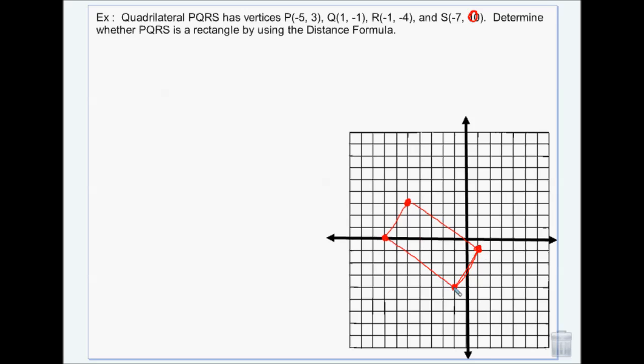Okay, now to tell if this is a rectangle or not, I need to know, let's see, this was P, Q, R, and S. I need to know that PS is congruent to QR, and I need to know that PQ is congruent to SR. Now, why am I drawing parallel? Congruent. I said congruent, I drew parallel.